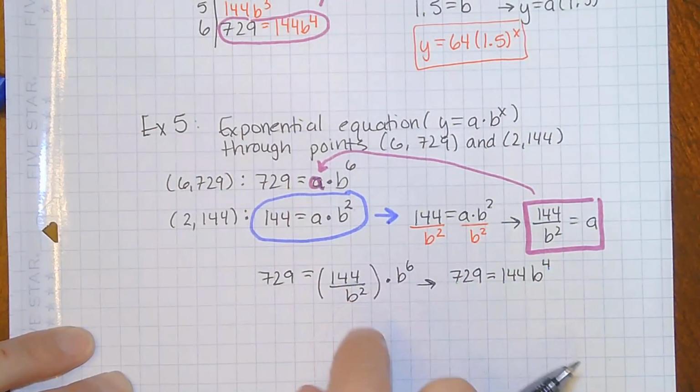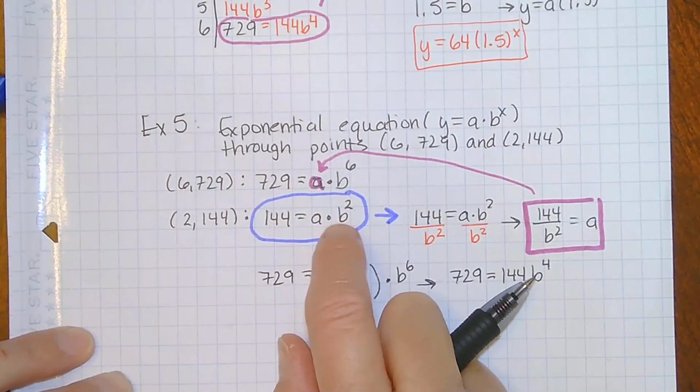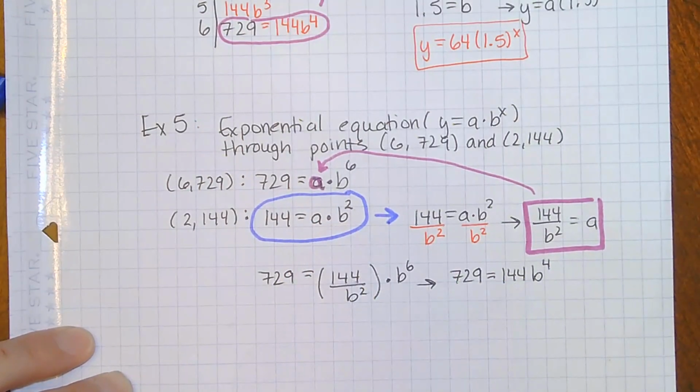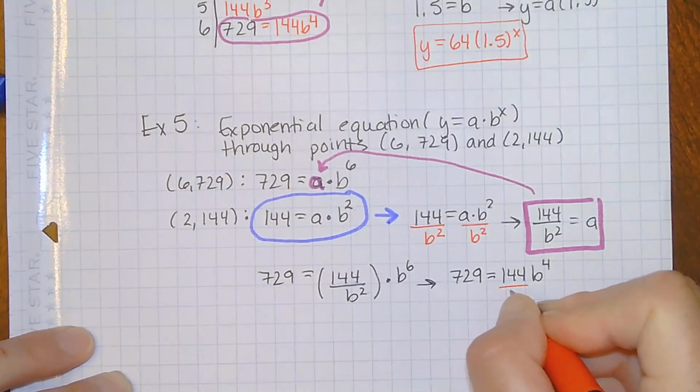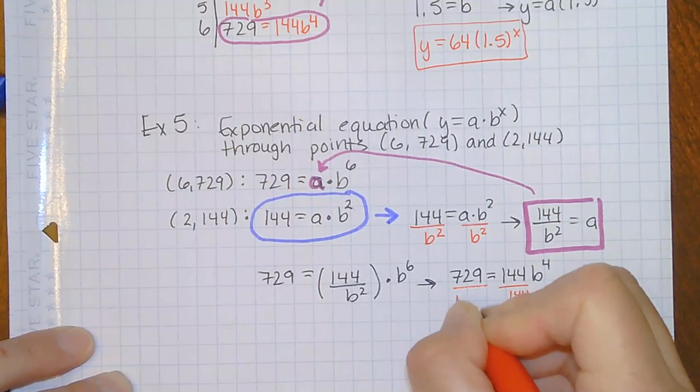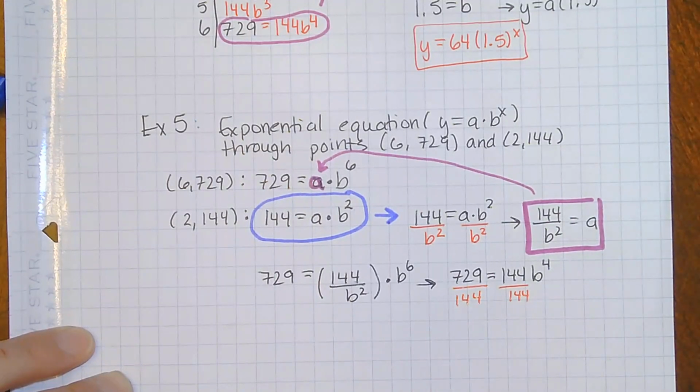And it'll always be nice, again, if you solve for the one that has the smallest number in the exponent, it'll always make it in a nicer form. You'll get your b's on top instead of on bottom. So now I'm going to solve this. This is exactly like what we were doing on the other examples. I'm going to get my b to the 4th by itself. I'm going to divide by 144. I'm going to divide by 144.